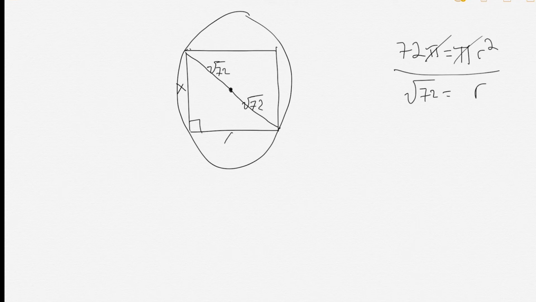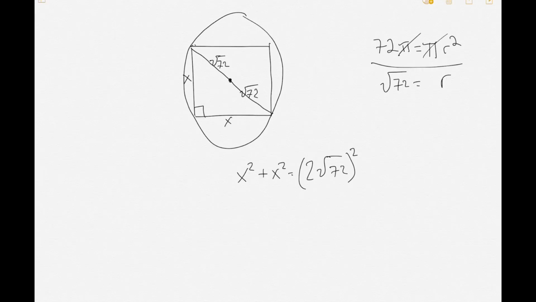If we call this side x and this side x, and we can do that because in a square all sides are equal, so we would have the Pythagorean Theorem, which would be x squared plus x squared equals the hypotenuse squared. And if the radius is the square root of 72, then the hypotenuse is 2 times the square root of 72. That is the hypotenuse. So x squared plus x squared equals the hypotenuse squared. So that is our formula to get each side of the square.